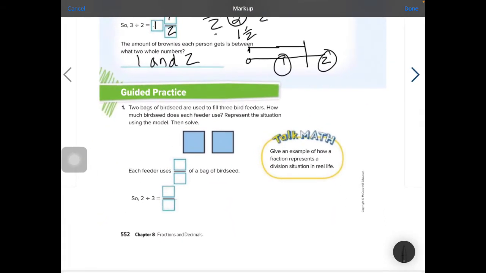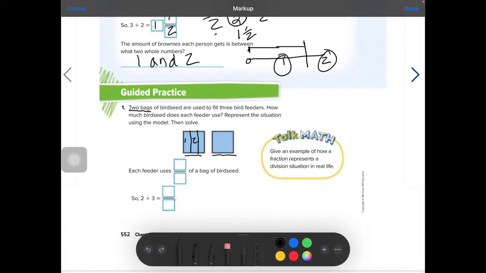Guided practice. 2 bags of bird seed are used to fill 3 bird feeders. How much bird seed does each feeder use? Represent the situation using the model, then solve. So 2 bags of bird seed. Here's our bags right here. 1 bag, 2 bags. Now each bag is going to be divided into 3 sections. So we're going to go like this. 1, 2, 3.